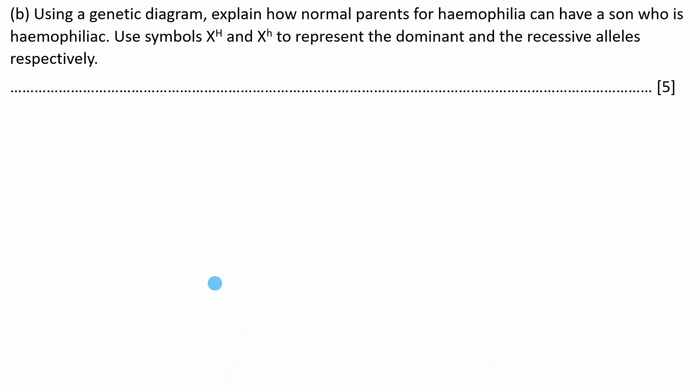Then we come to B. B says, using a genetic diagram, explain how normal parents for hemophilia can have a son who is hemophiliac. Use symbols to represent the dominant and the recessive allele. Hemophilia is another sex-linked disease, which causes blood not to clot.